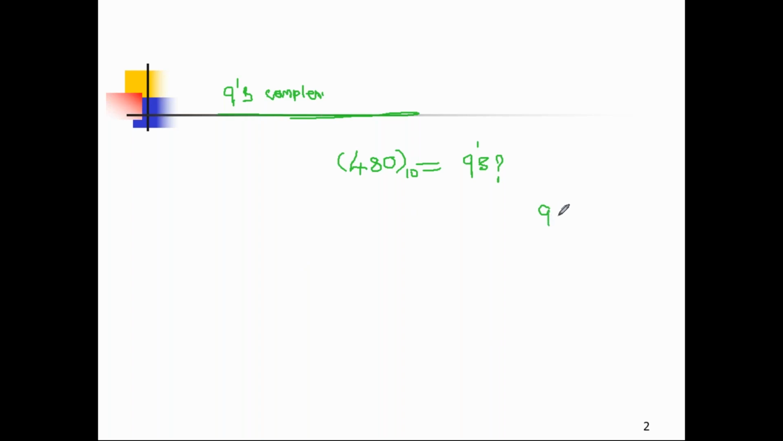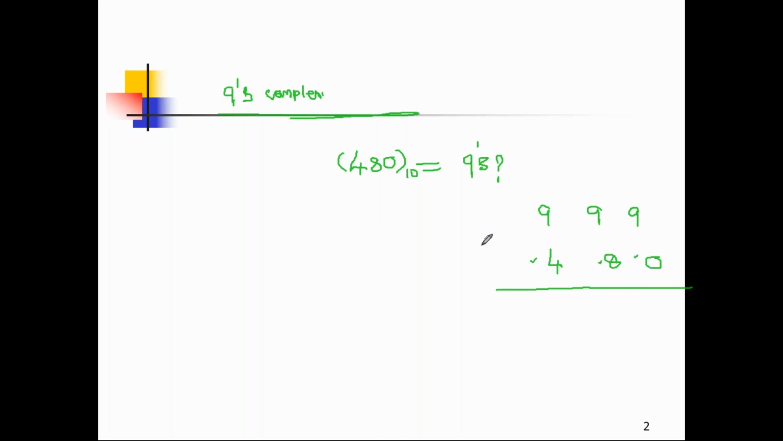Take the given number as it is. Subtract each and every digit of the given number from 9. So please see the screen. So this is the number given in the problem.